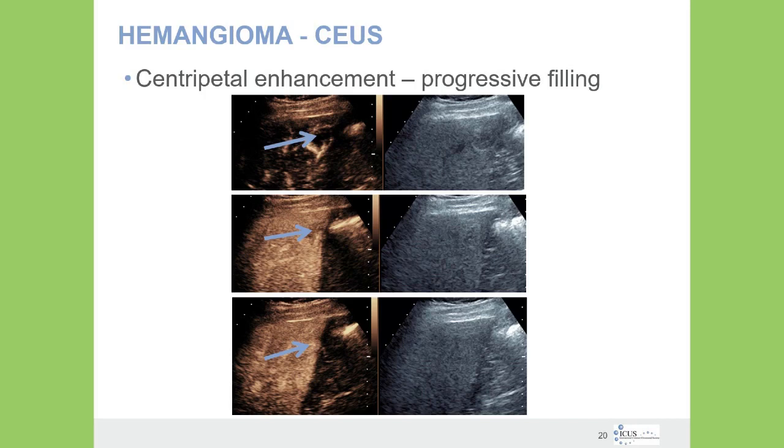But the second image is taken about 20 seconds later, and we can see enhancement in the center of the lesion. The bottom image is taken about 30 seconds after the second image, and now we can see that entire lesion is enhanced. So the lesion has enhanced from the outside in, or centripetally. That is characteristic of a hemangioma on contrast-enhanced ultrasound.